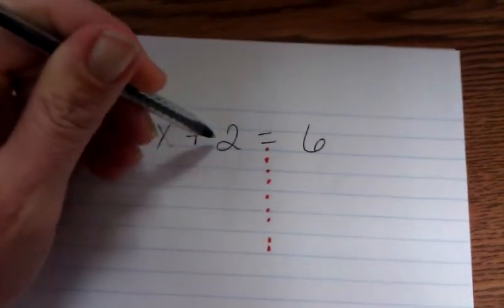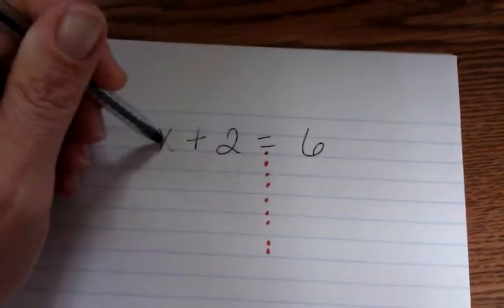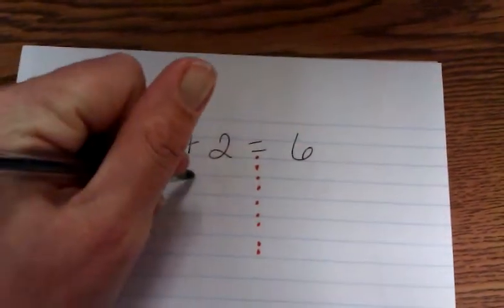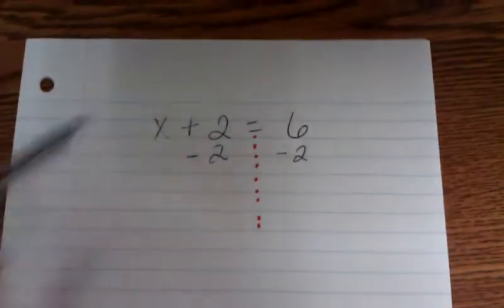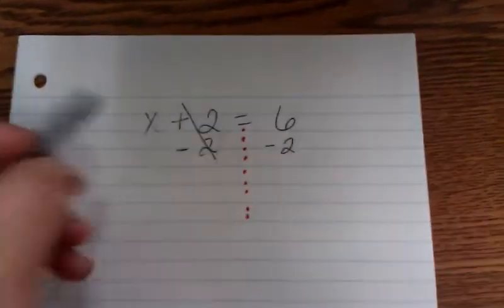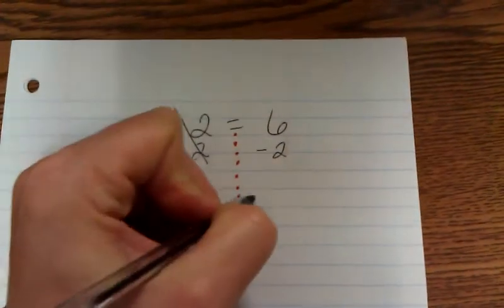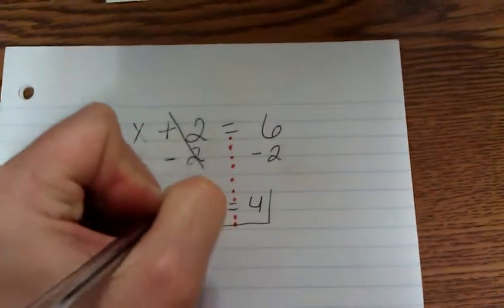X plus 2. So to get x by itself, we have to move the plus 2. And the way we do that is by doing the opposite. So we subtract 2 from each side. Well, 2 minus 2, that's 0. So on the left-hand side I get x equals 6 minus 2 is 4. And then I will box my answer.